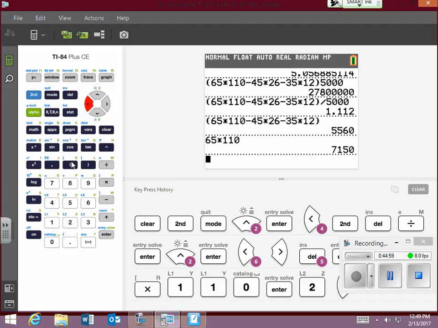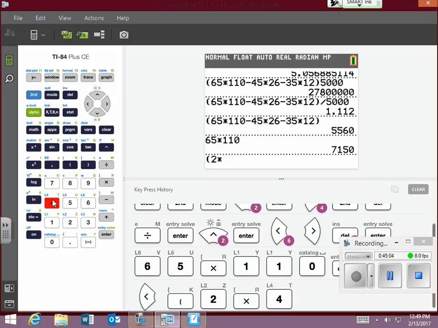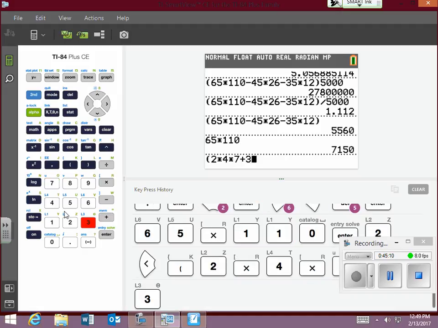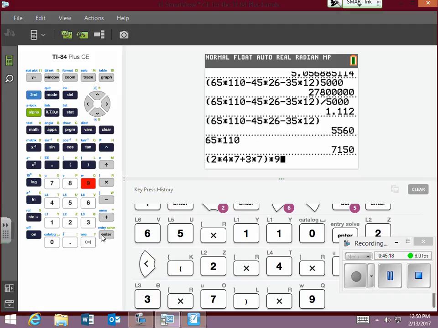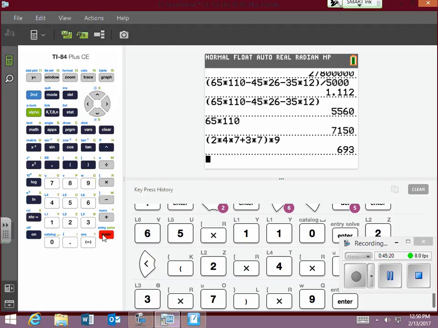Put a bracket. 2 times 4 times 7 plus 3 times 7, close the bracket, times 9. 693 tiles.